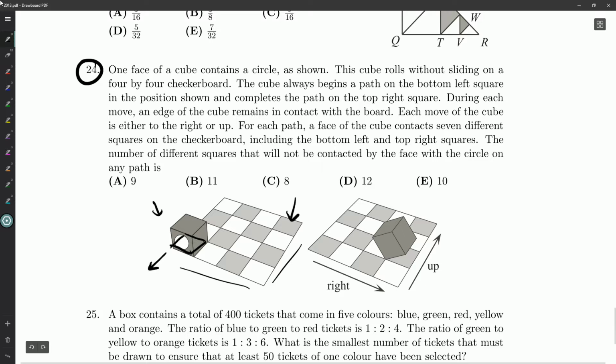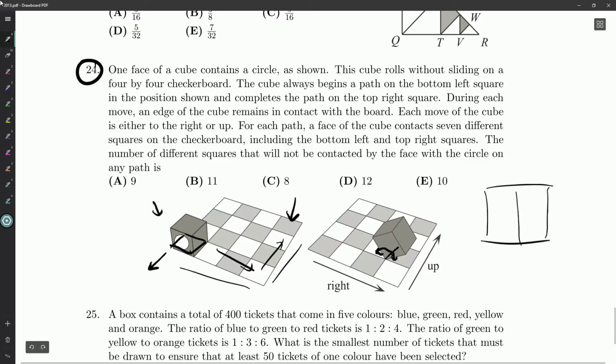During each move, an edge of the cube remains in contact with the board, so that's sort of showing us here, I guess, moving from this to this, or maybe the other way. So an edge of the cube remains in contact with the board. Each move of the cube is either to the right or up. Okay? So there's lots of different paths the cube could take.